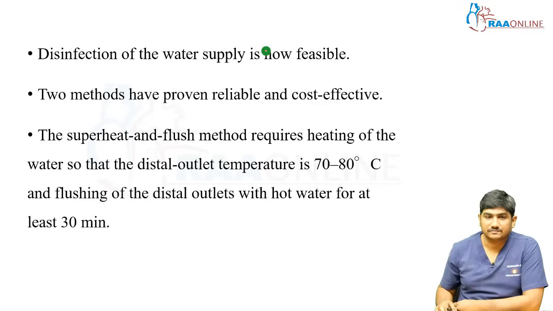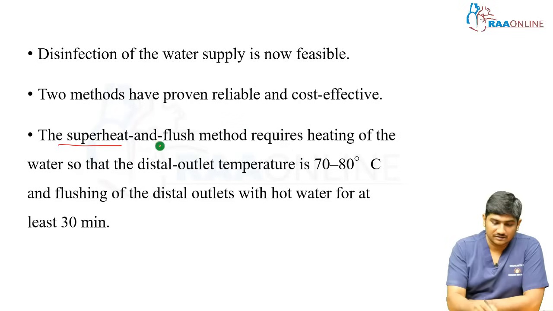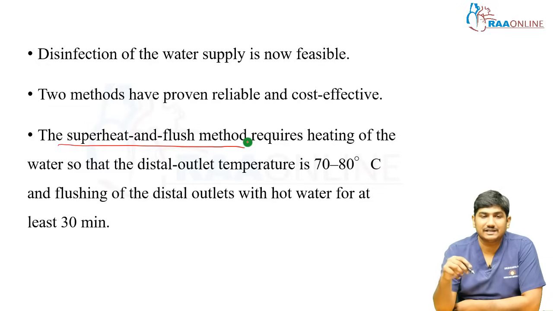Once you identify that the water supply is infected with Legionella, disinfection of the water supply is feasible by two methods. One is the superheat and flush method. So heat the water to a maximum temperature and flush it out. That is called the superheat and flush method, which requires heating the water so that the distal outlet temperature is 70 to 80 degrees Celsius and flushing the distal outlet with hot water for 30 minutes.